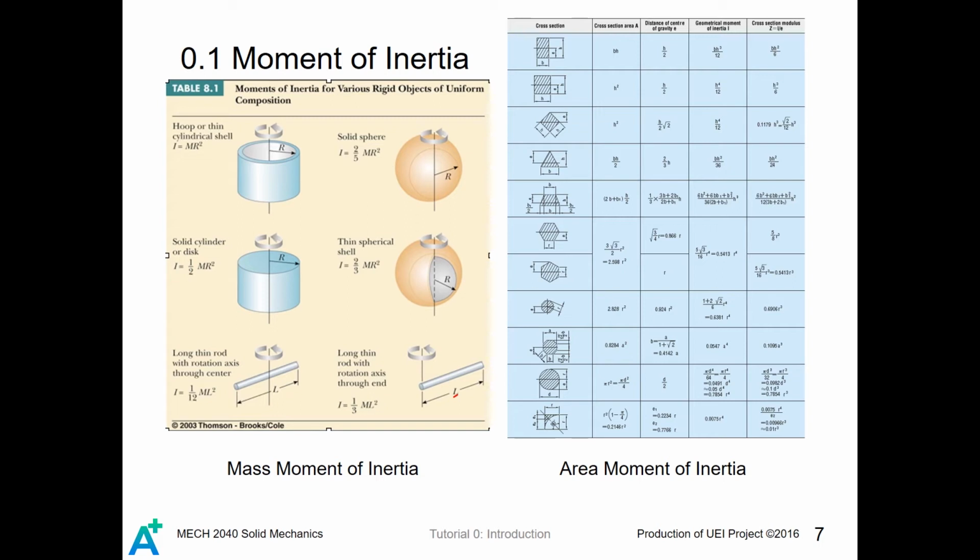However, for area moment of inertia, you can see that the moment of inertia is highly dependent on the geometry of a shape. For example, for this rectangular shape about an axis here, the moment of inertia is dependent on both its width b and height h.